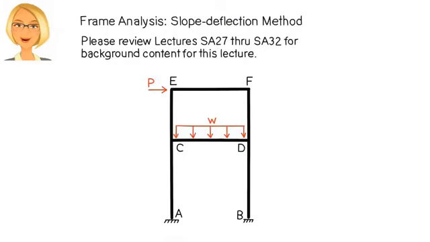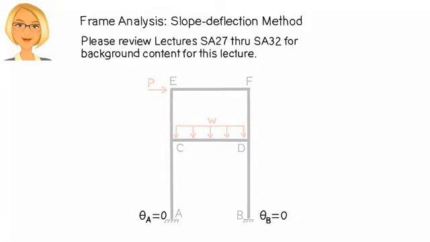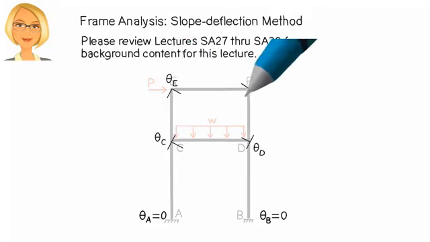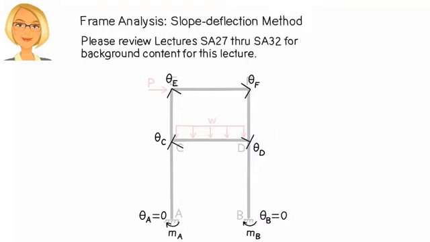The frame has 6 joints. So there are 6 joint rotations. 2 of these rotations are known. Theta A and theta B are 0 since the frame is fixed at A and B. However, joint rotation at C, D, E, and F are unknown. Also, we consider moment reaction at A and B as unknown. Let's refer to them as MA and MB.